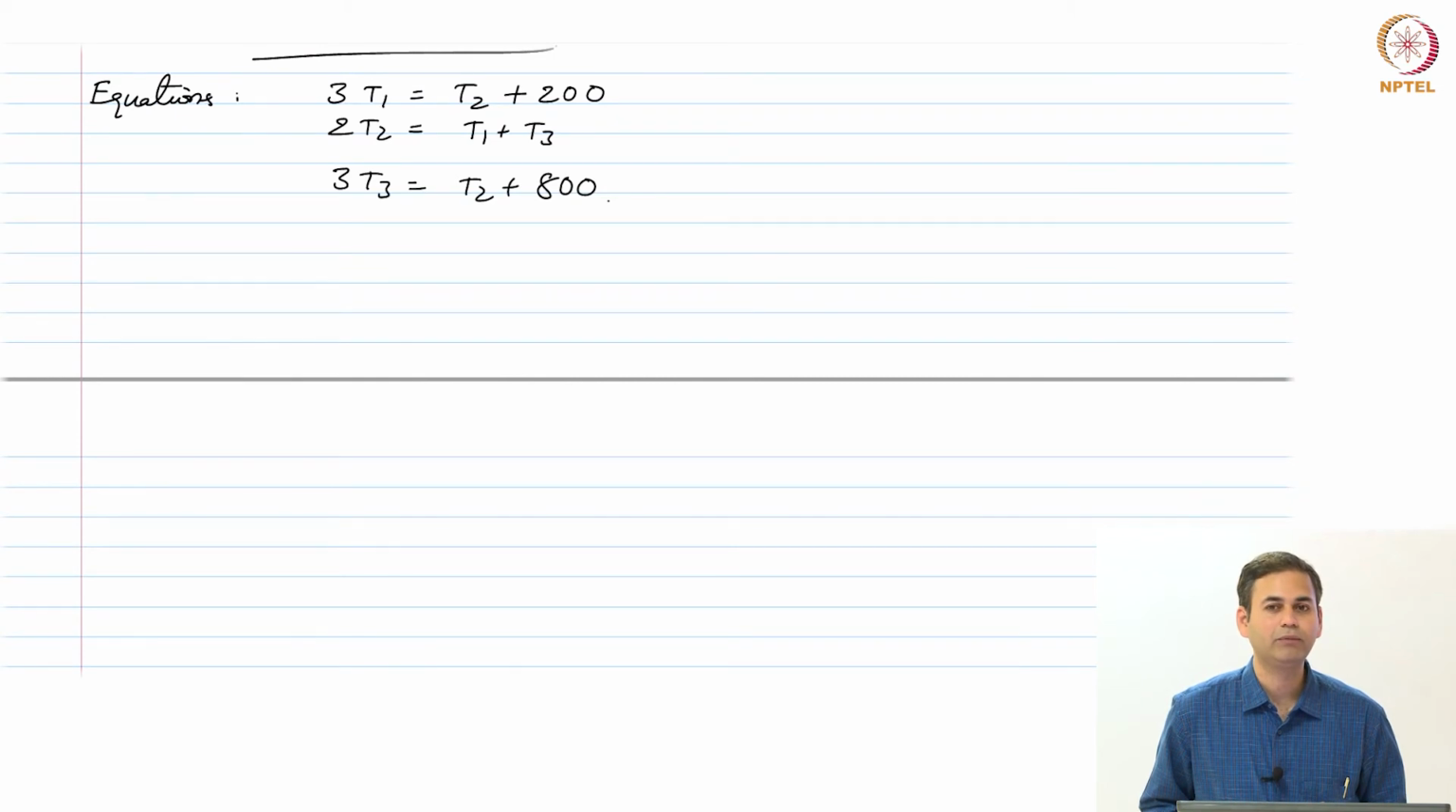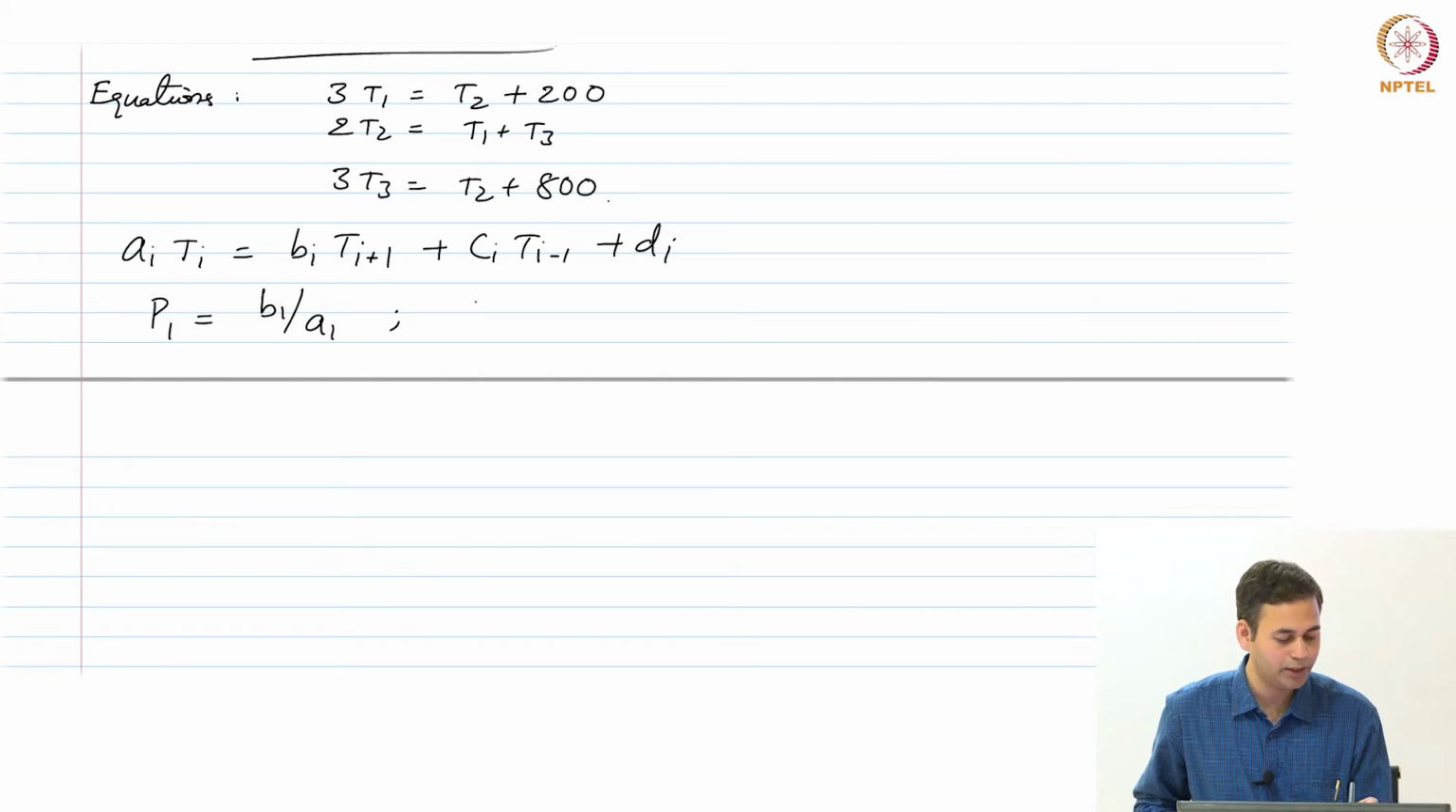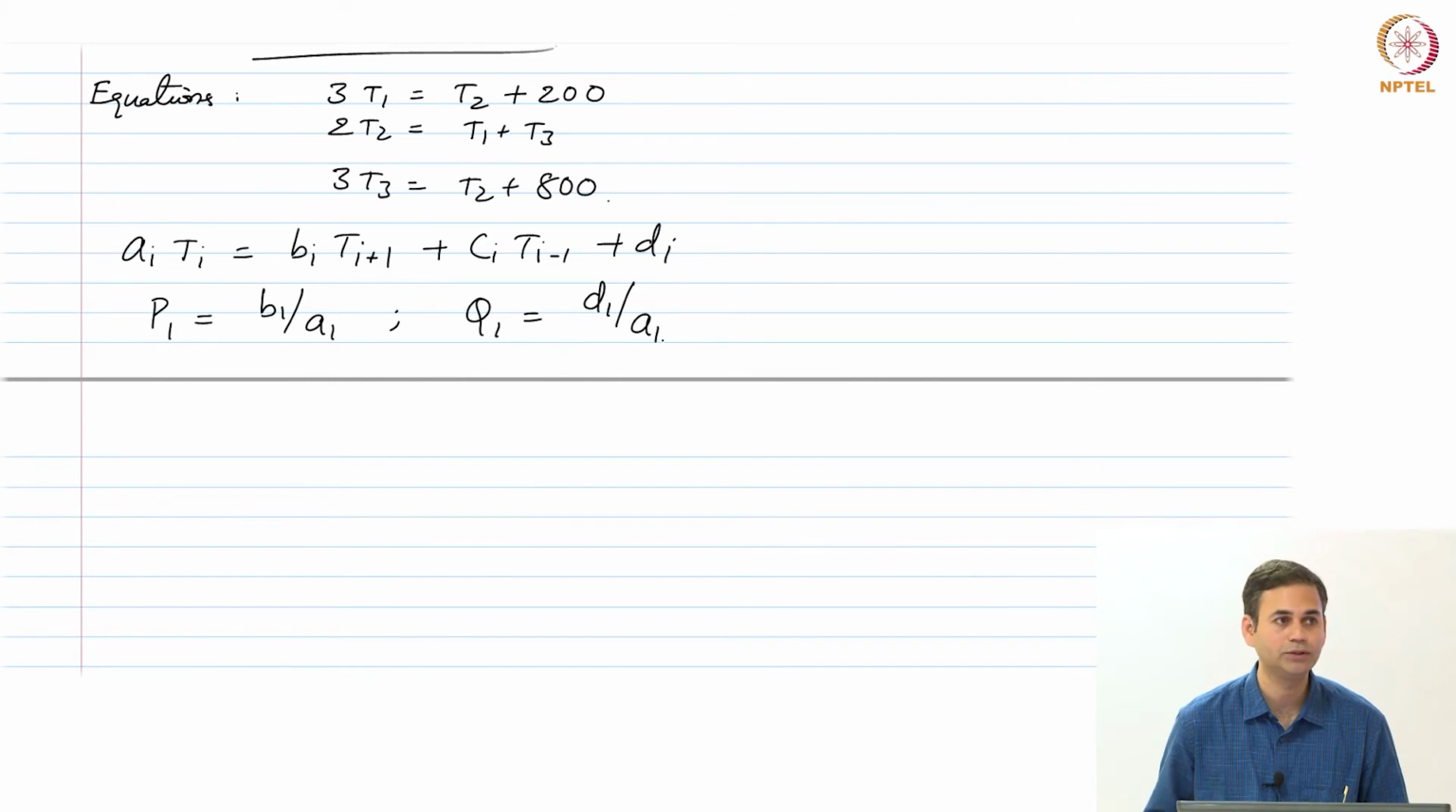So, in our TDMA we had some A, B, C, D, right. Let me write down those things, otherwise it will be difficult. So, we have Ai Ti equals Bi Ti plus 1 plus Ci Ti minus 1 plus Di, right. Bi together with the east coefficient. This is what we had, and we also had P1 equals B1 by A1 and Q1 equals D1 by A1, right. That is what we had.